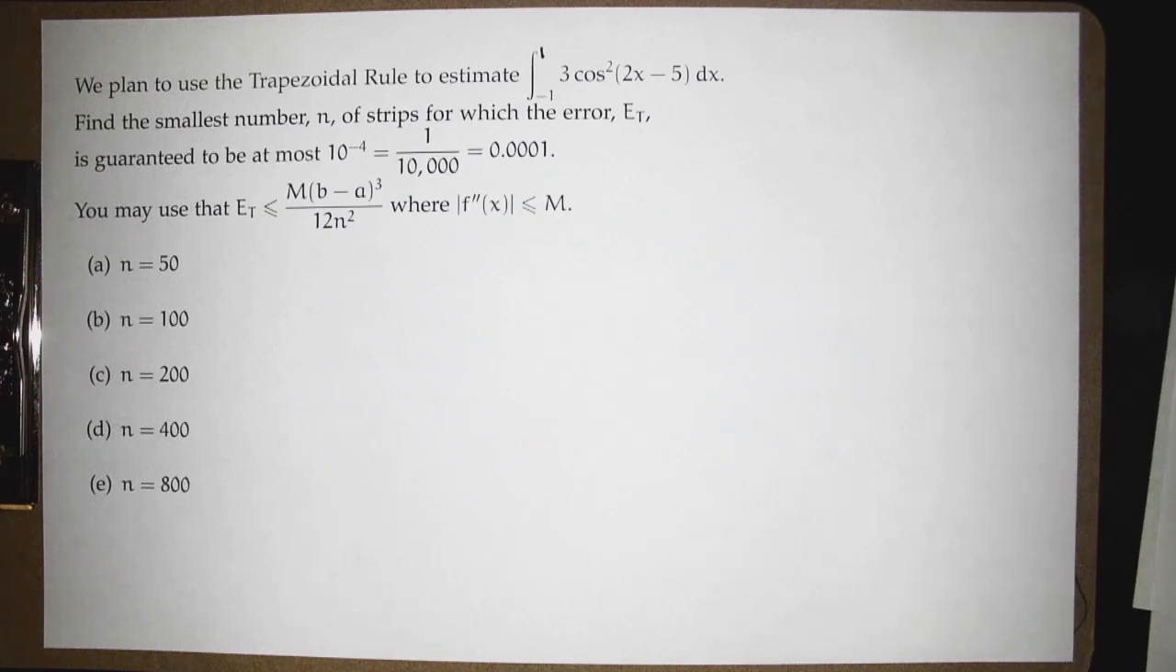Okay, so we have some options: 50, 100, 200, 400, or 800. And by the way, this is adapted from an old exam. So this is the kind of problem that we could ask. Do we have an answer?